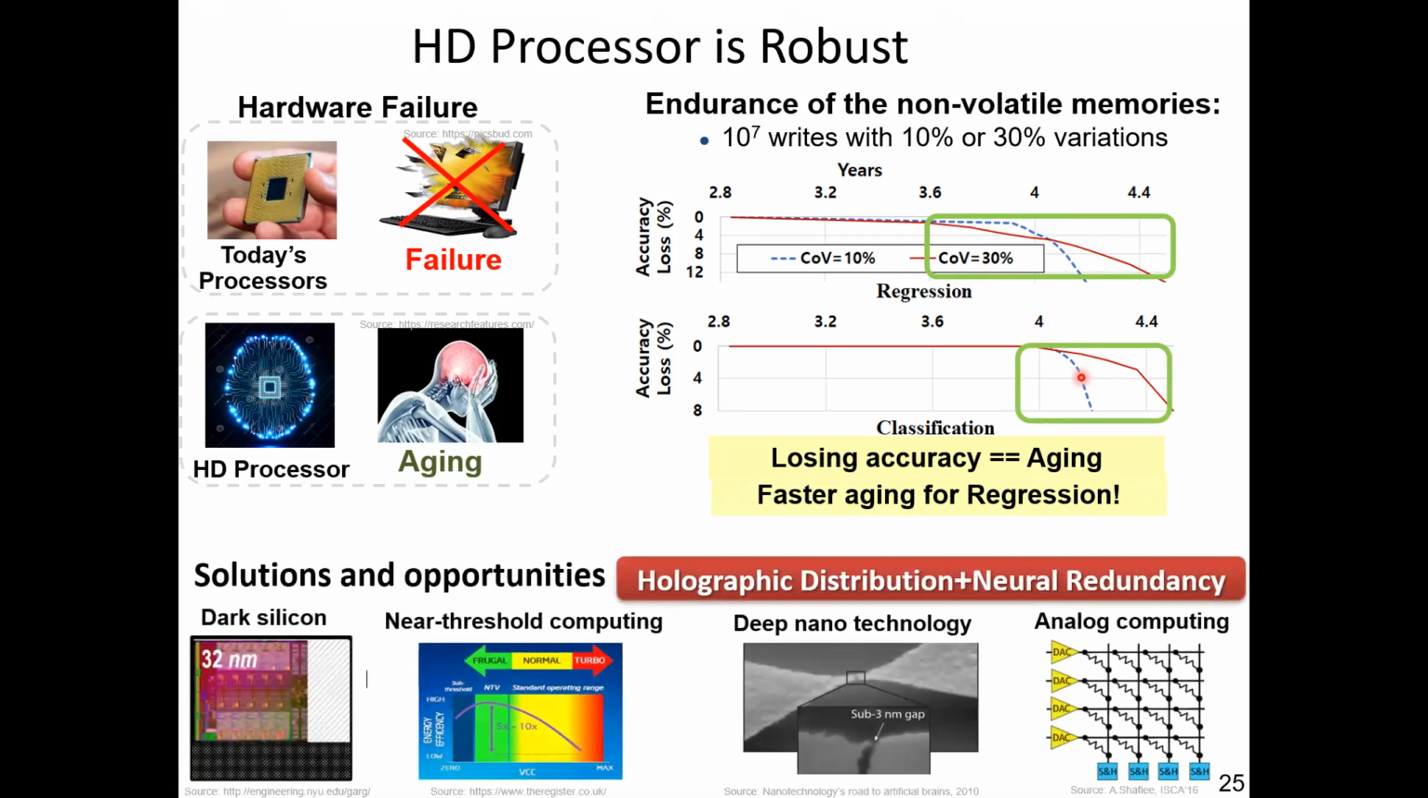But this robustness that we are providing is a promising solution for many different computing paradigms today. We are going to dark silicon, near threshold computing, deep nanoscale technology, that are all adding some kind of error or inaccuracy to the computation. So we can be completely robust against those failures.